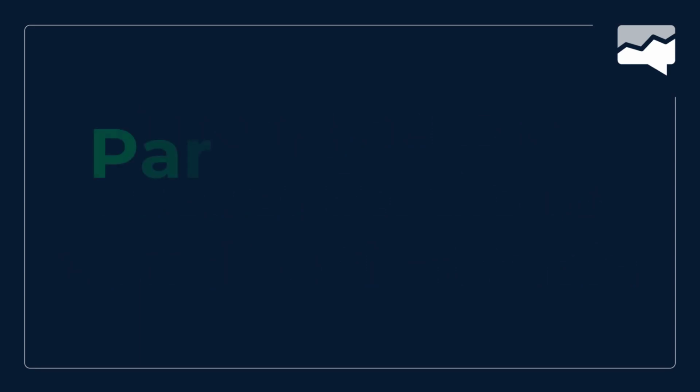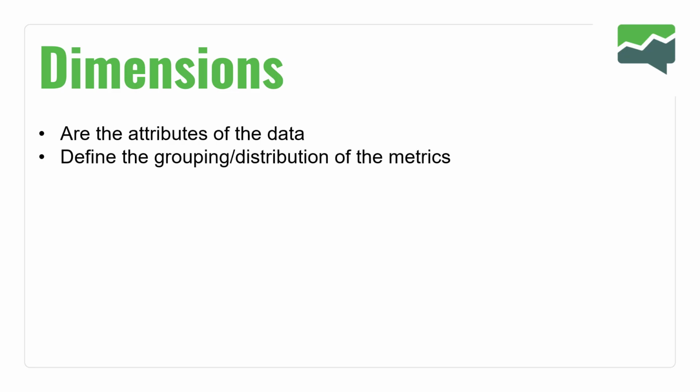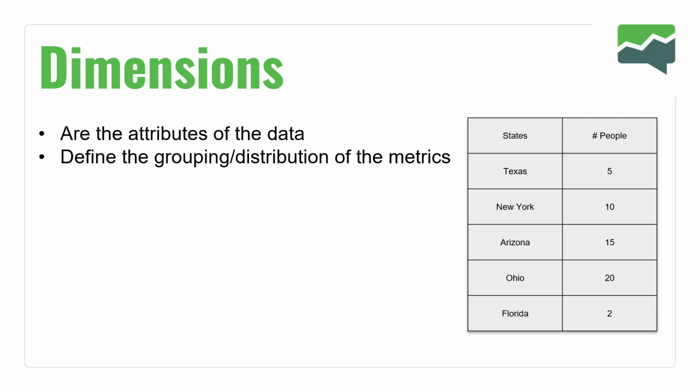Now, let's talk about the parts and pieces of a table. So the first part of a table is a dimension, right? What is a dimension? A dimension are the attributes of the data. They define the groupings and distributions of a metric. So here you go. Here's the table.